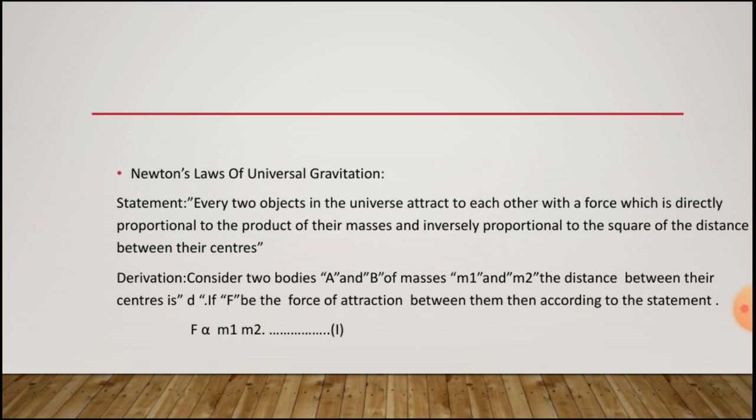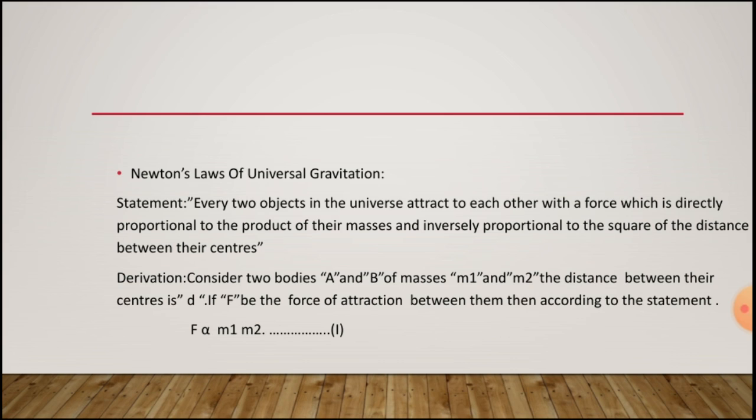Combining 1 and 2, we get F proportional to m1 m2 upon d square, and F is equal to G m1 m2 upon d square. When the sign of proportionality is removed, a constant is taken, and here G is the constant which is called the gravitational constant. The value of G is 6.67 into 10 power minus 11 newton meter square per kg square.